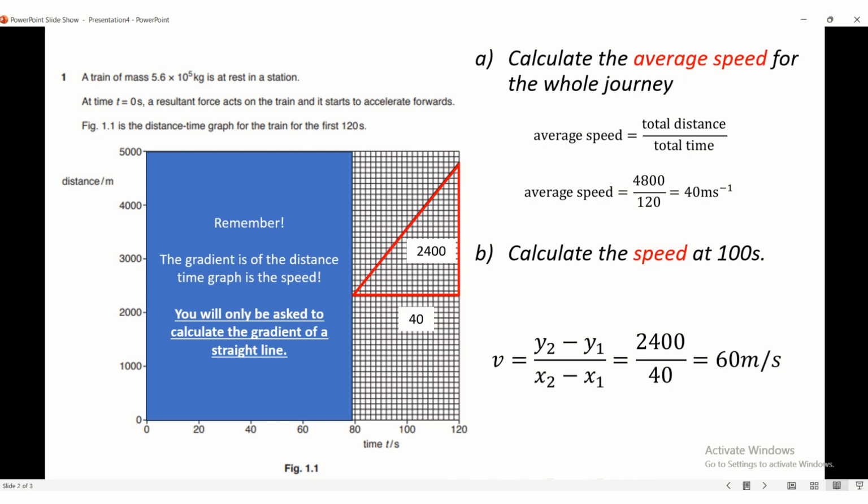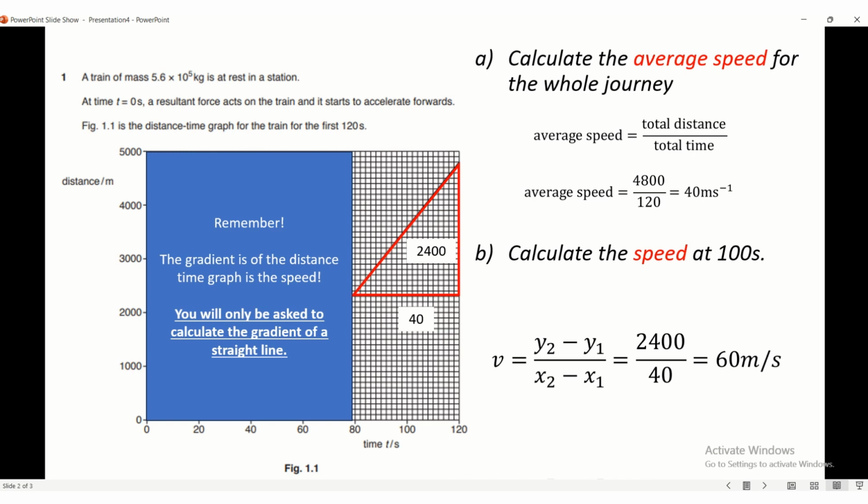So the takeaways here are, one, for average speed, we're using the total divided by the total. If we want to know the actual speed, then we need to find the gradient at that particular point, and you will not be asked to do this on any type of line other than a straight one. But the skill here is to observe where the line becomes straight and how can I calculate the gradient in a clear way. And as I say, this is a math skill which hopefully you've learned in your math lesson.